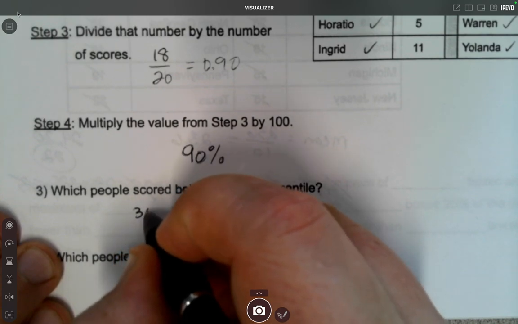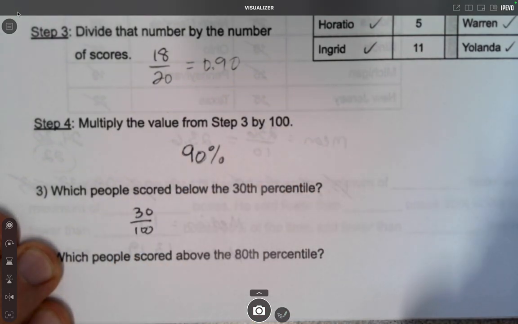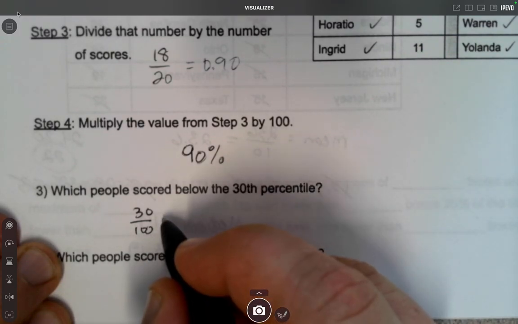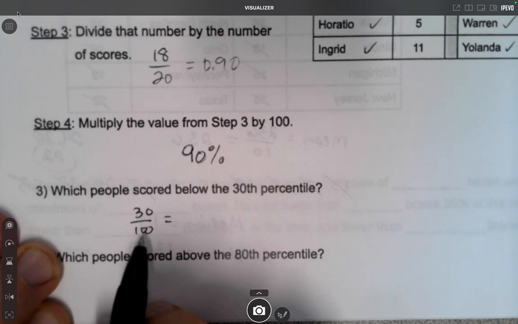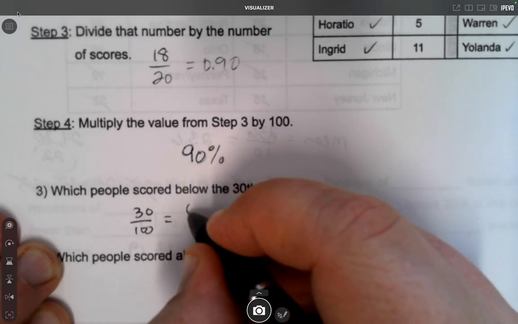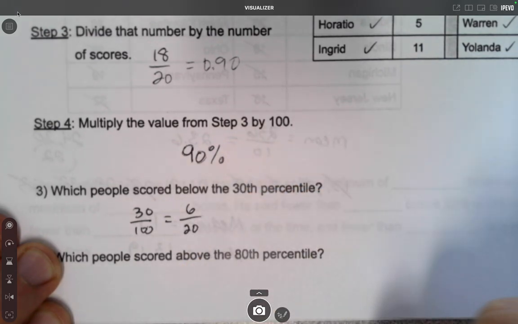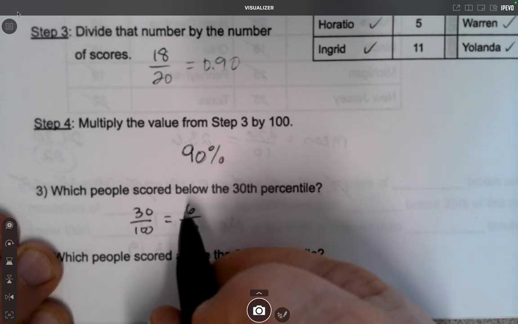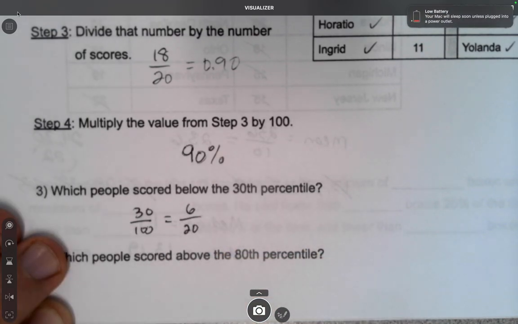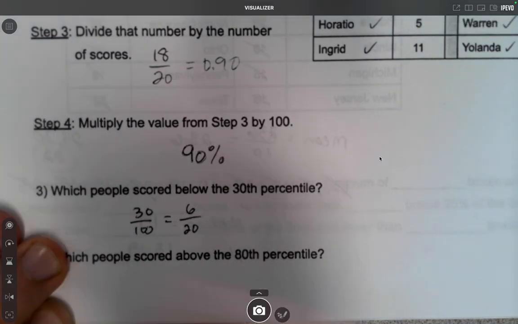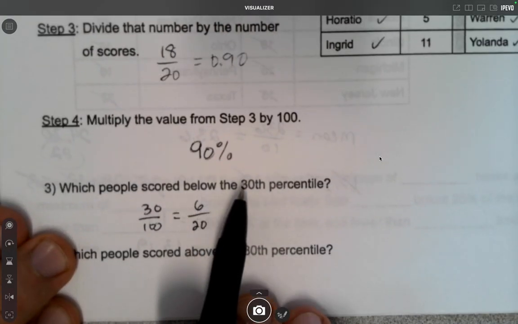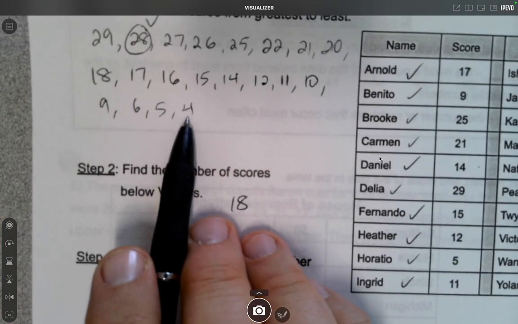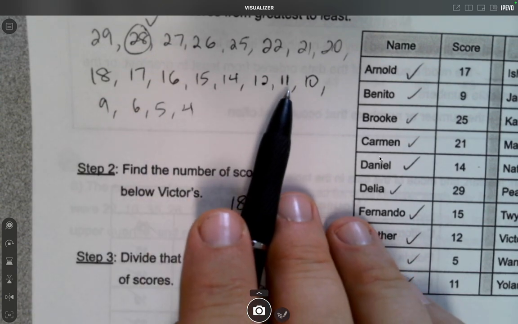So let's do this. 30 over 100, because 30% is 30 out of 100. Remember, percent means per 100. And I know there's 20 people, so let's divide this by 5. So divide 30 by 5, divide 100 by 5. We get 6 over 20. So that means the person who is the 30th percentile is the person who has 6 scores below them. So again, this is important. You're in the 30th percentile if 6 people scored lower than you did. So we count 1, 2, 3, 4, 5, 6.